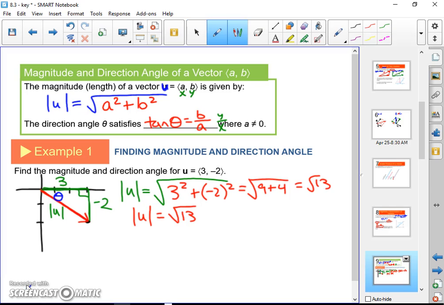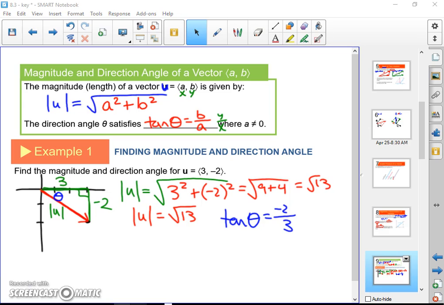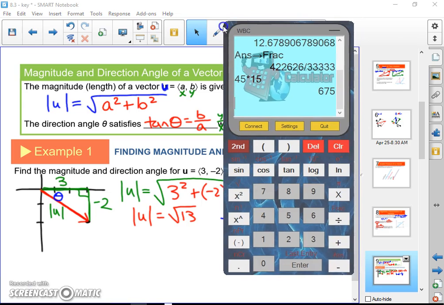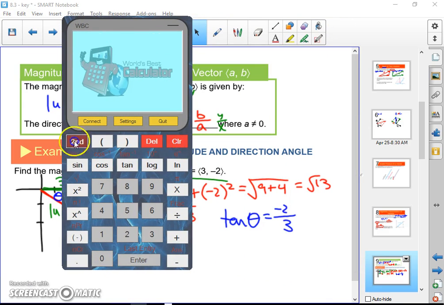We can pretty easily, using SOHCAHTOA, find that angle theta right there. We know tangent theta equals y over x. So we've got tangent theta equals -2/3. And in order to solve that, we're going to do an inverse tangent and use our calculator. Inverse tangent of -2/3 gives us kind of a weird result, -33.7.